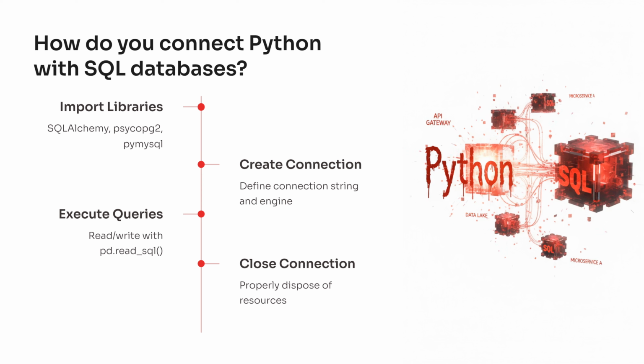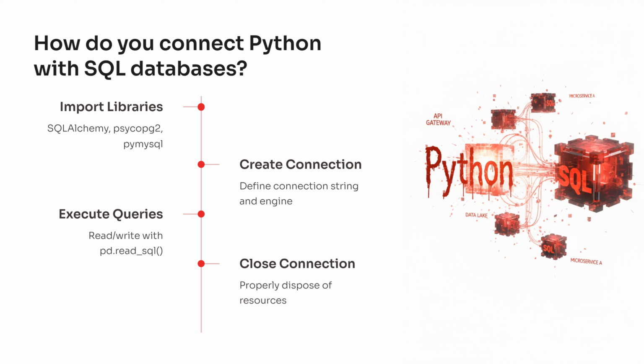This question often shows up in data engineering and data science interviews, because working with data usually means working with databases. You might be building dashboards, pulling features for a machine learning model, or cleaning millions of records sitting inside a database. So when an interviewer asks, how do you connect Python with SQL databases? They want to see if you can move data between storage and analysis efficiently.